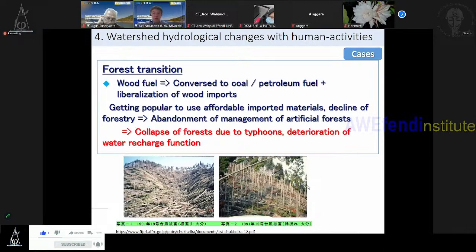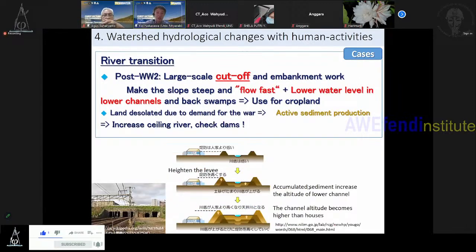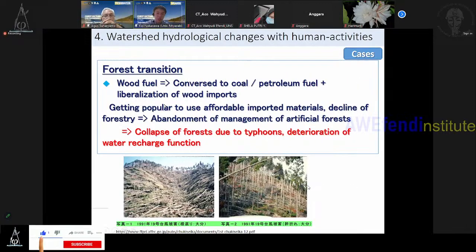In fact, artificial forests are required to be adequately managed. For example, thinning the younger trees is very important to manage the artificial forest. But without management, the artificial forest has very low ecosystem functions. So it finally triggered collapse of forests due to typhoons and deterioration of water recharge function.